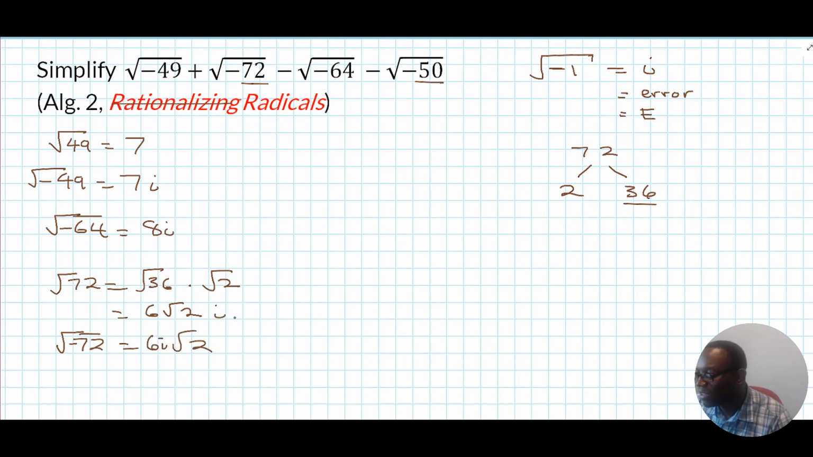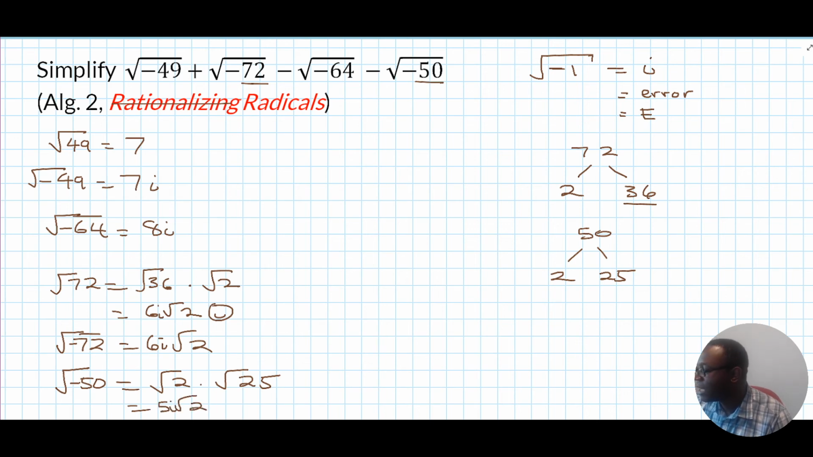You can put it here, but just as a practice in math, we don't do it that way. We always combine the i with the number. So it's going to be 6i square root of 2. And then we do the same for 50. 50 will give you 2 and 25. And so the square root of negative 50 is the square root of 2 multiplied by the square root of 25. So this is going to give you 5 square root of 2, or 5i square root of 2. And so now let's create some more space, because I want to show you how to combine this together.